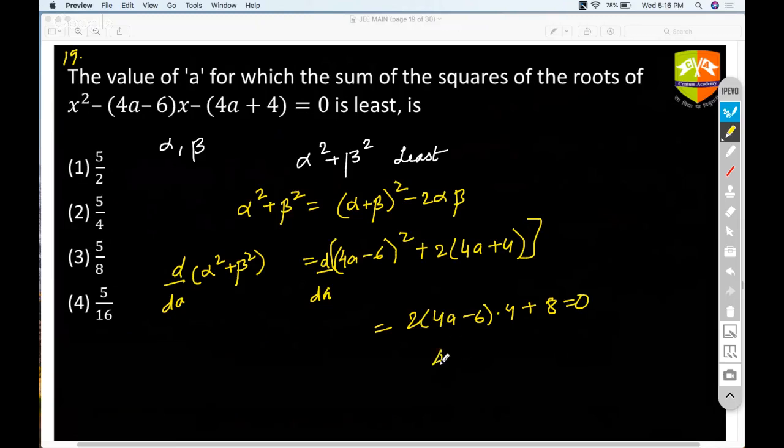Okay, so in this case, I would get 4a minus 6 plus 1 is equal to 0. So 4a minus 5 is 0. That means a has to be 5 by 4.